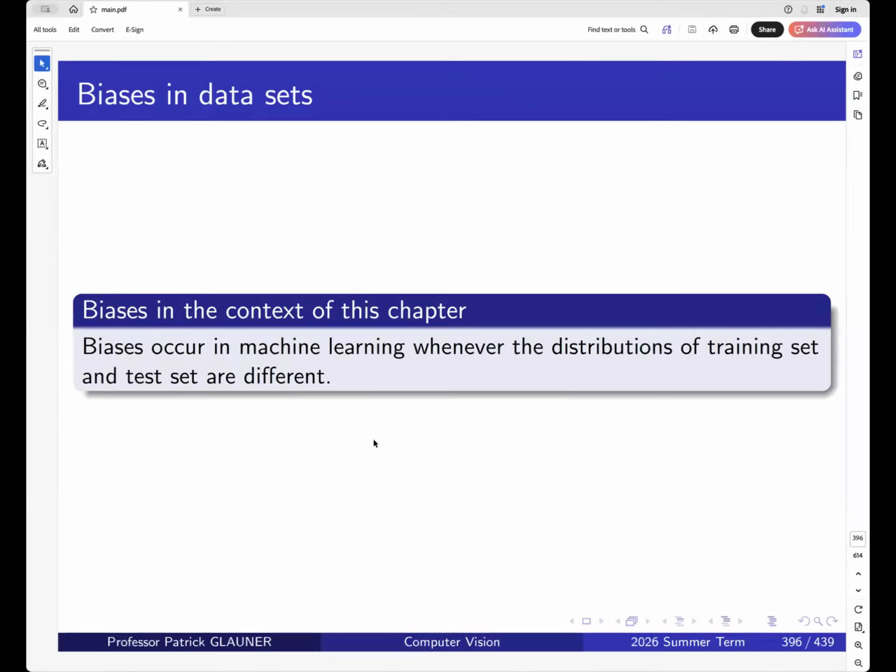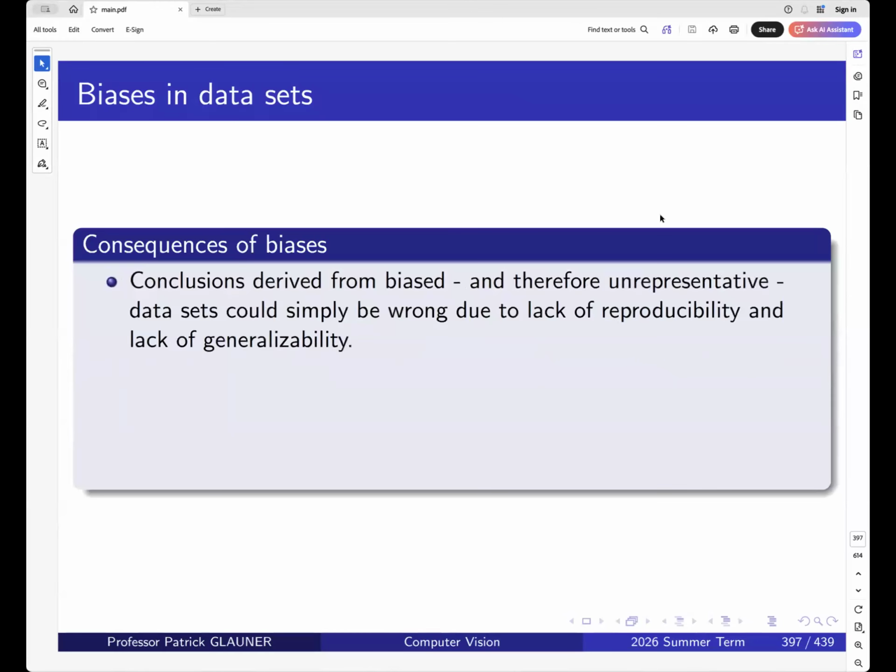So that's the bias in the context of this chapter. The distributions of the training set and test set are different. Obviously, the training set and the test set are different. That's required. But this time, the distributions of these two sets are different. Now, there are various consequences of this.